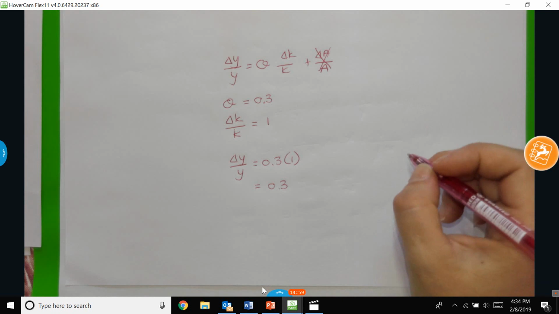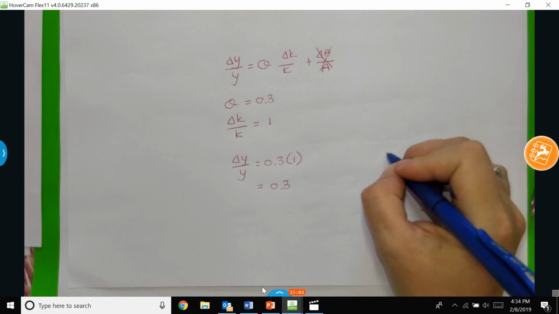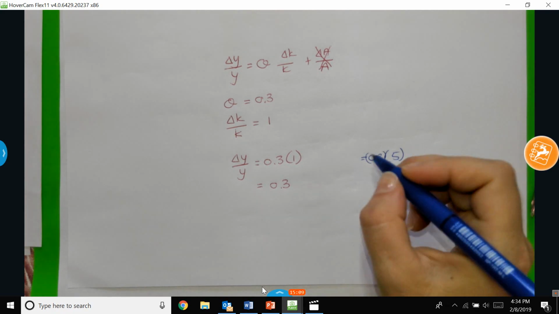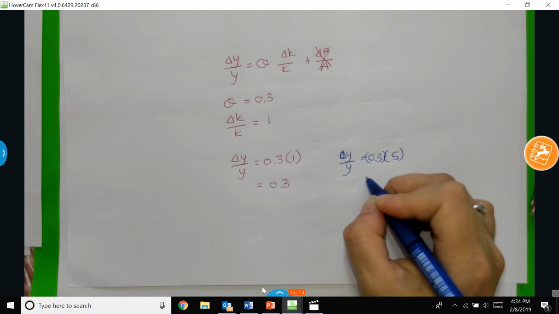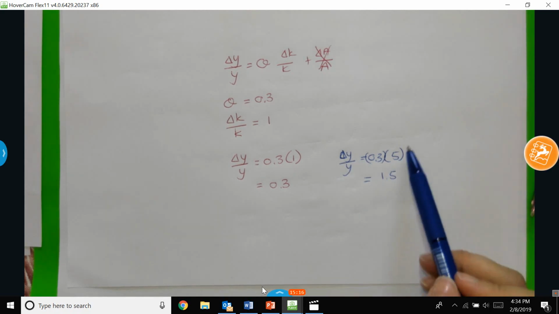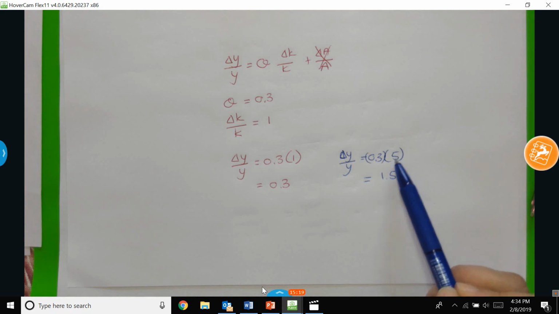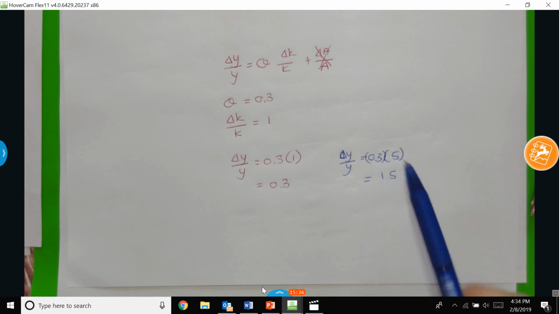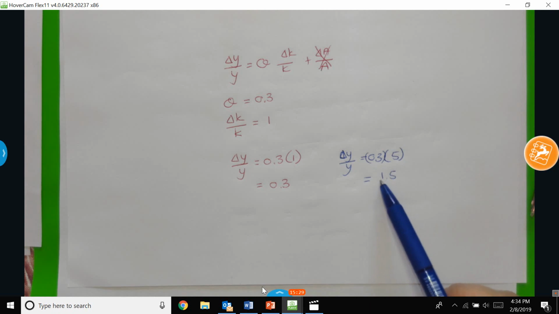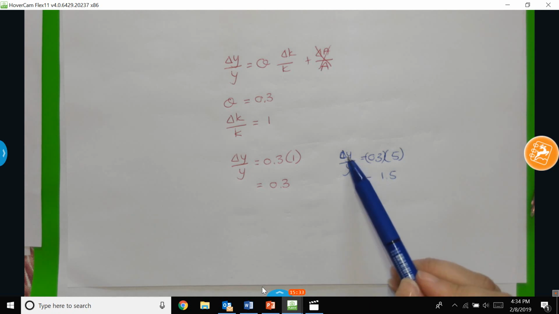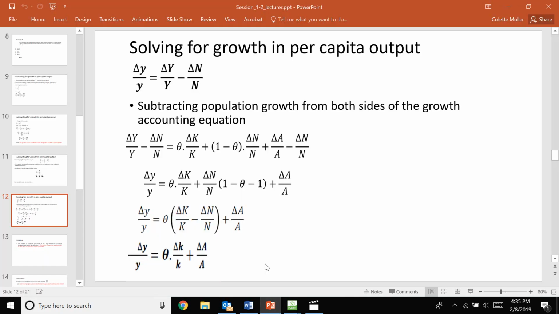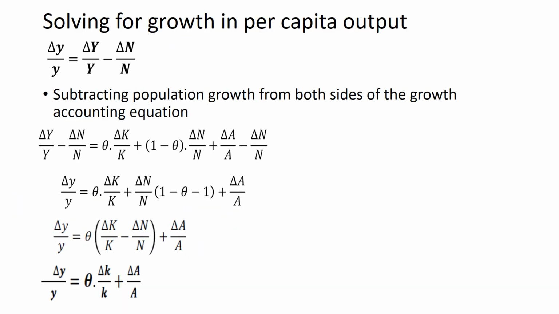Even if capital stock per person was to grow by, say, 5%, and theta was 0.3, capital per person could grow by as much as 5%, but because theta, the share of capital in output growth, is quite small, overall, the growth in capital stock per person would only affect output per person growth by 1.5%. All right. Let's go back to the slides.